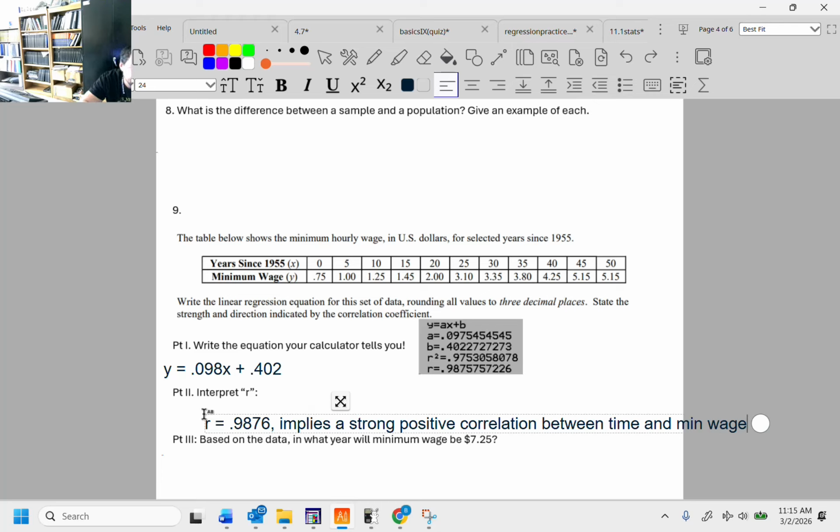Now, based on the data, in what year will the minimum wage be 7.25? Now, minimum wage is a Y value, okay? So I'm going to take 7.25 and I'm going to set it equal to my equation 0.098x plus 0.402. And then I'm going to do math. I'm going to take away 0.402. And that's going to give me 6 what? 8498. I think that's right.